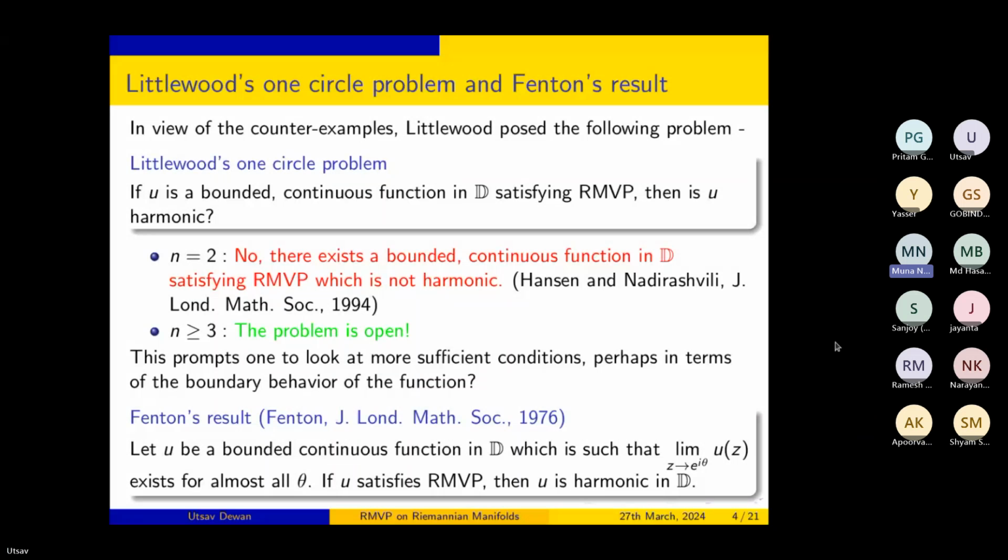Okay, so I have a small question here. Yeah, sure. Go on. You are assuming that this boundary limit as z goes to e to the power i theta of u(z) exists for almost all theta. Right. But the thing is, if u is a bounded and continuous function on D, that means the radial limit will exist, right? For almost all theta. I think so. So in that sense, in this Fenton's result, you are really taking some strong condition.